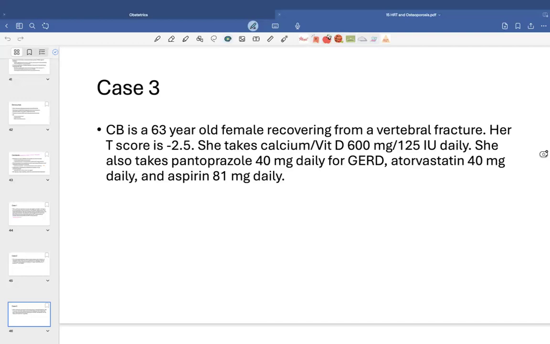So, again, this kind of chronic long-term PPI for GERD should always be reevaluated, especially in older patients, especially in those with existing osteoporosis. With that being said, you may decide to take her off the pantoprazole.